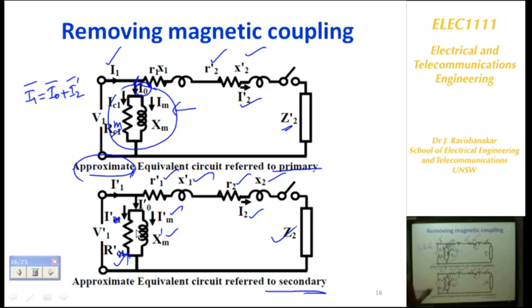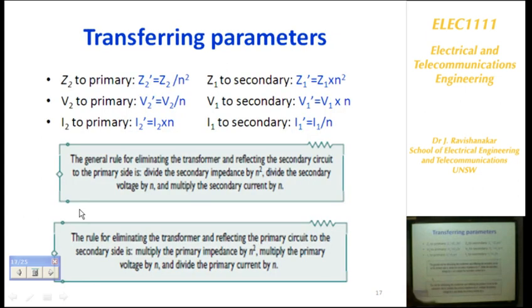Okay. So this will be the equivalent circuit referred to the primary or the secondary side. Now what is the meaning of this Z2 dash and all? So when you eliminate the transformer and reflect the secondary circuit onto the primary side, the general rule is divide the secondary impedance by N squared, divide the secondary voltage by N. So whenever you want V2 dash, divide V2 by N, and then multiply the secondary current by N. So this is the general rule for transferring the parameters from secondary to the primary side.